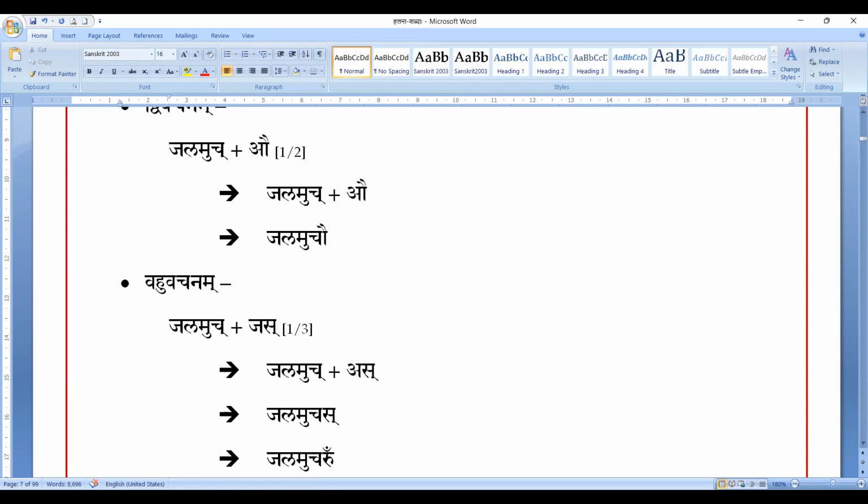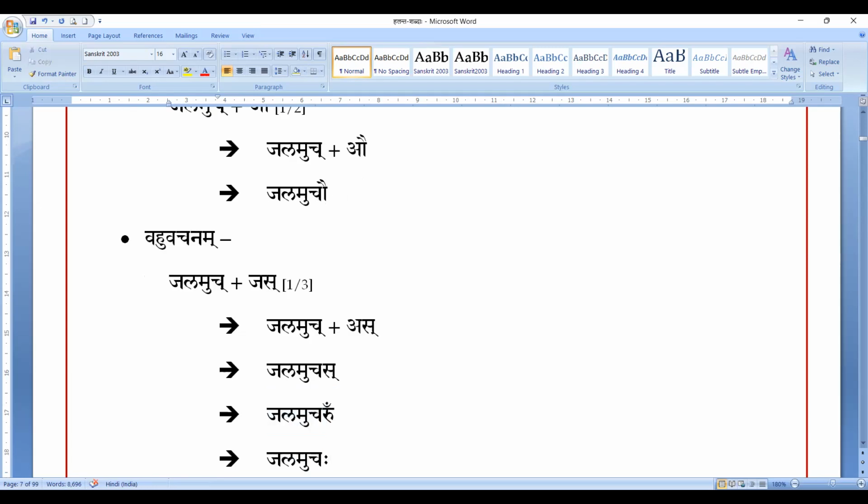Therefore, you have to drop it. Only the content you have to take. Sakara is a packing letter, so the content is 'us'. Now join. Joining that, what do you get? Jalamuch plus us is Jalamuchas. Is it not a padam? It's a padam, and there is a sakara at the end of the padam.